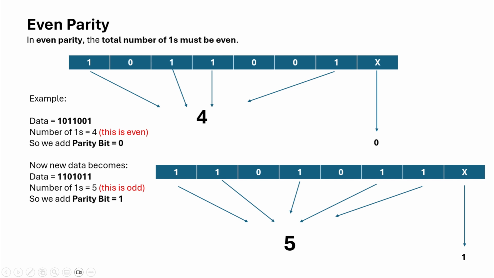Here is your golden rule for even parity. Please remember this. If the number of ones in the data is odd, add a parity bit of 1. If the number of ones in the data is even, add a parity bit of 0.